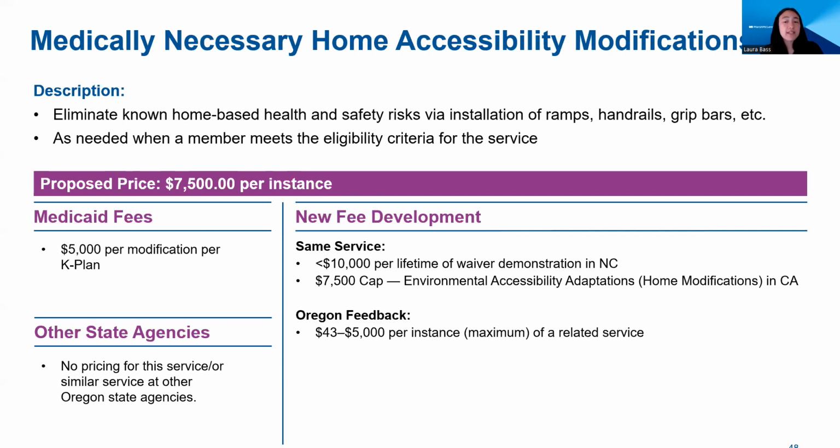So we also found that North Carolina has a $10,000 per lifetime of waiver limit, and California has a $7,500 cap for this service. And so based on these data points, we're proposing a $7,500 per instance limit for this service. And of note, this limit exceeds the feedback that we've received thus far on the cost for this sort of service, which ranged from cheaper things at $100 or less, like grip bars, to approximately $5,000 for things like ramps. Next slide.